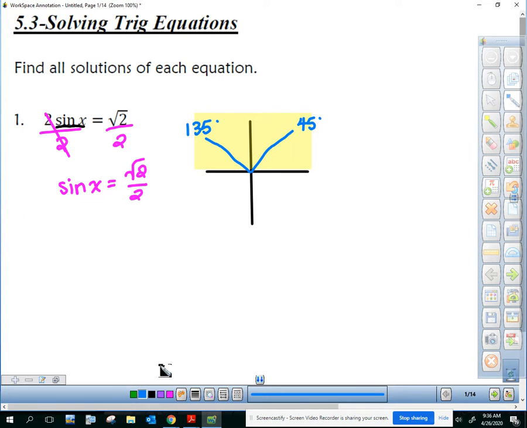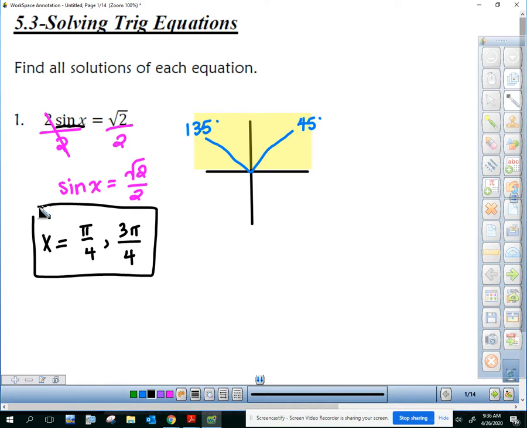If you think in radians, which we want to give our answers in radians, remember 45-degree reference is pi fourth. So that's at 1 pi fourth, and that would be at 3 pi fourths. So you have 2 solutions to that problem.